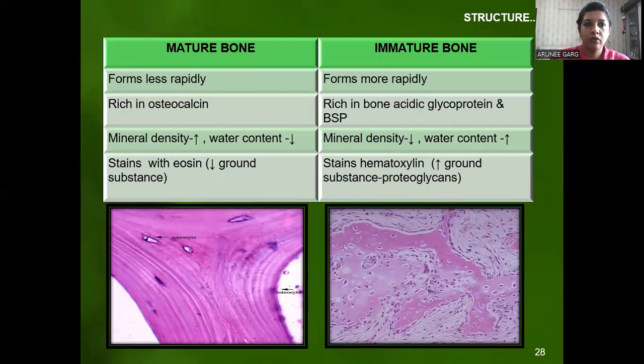Now, mature bone forms less rapidly. Immature bone forms more rapidly. Mature bone is rich in osteocalcin, whereas immature bone is rich in bone acidic glycoprotein and BSP. The mineral density is high in mature bone and the water content is low, whereas in immature bone, the mineral density is low and the water content is high. Mature bone stains with eosin because it has less ground substance, whereas immature bone stains with hematoxylin because it has more ground substance and proteoglycans.